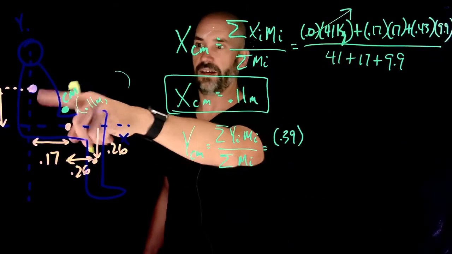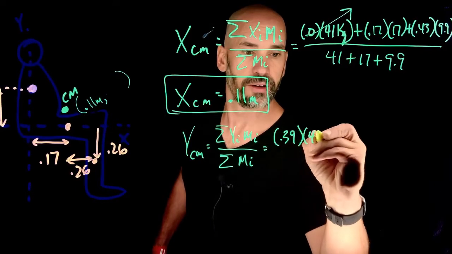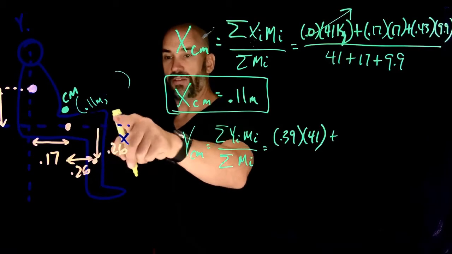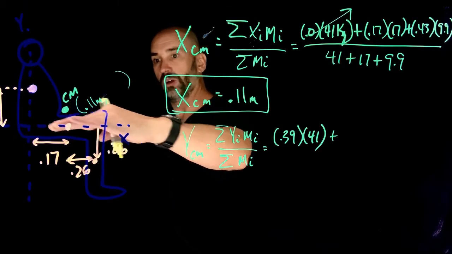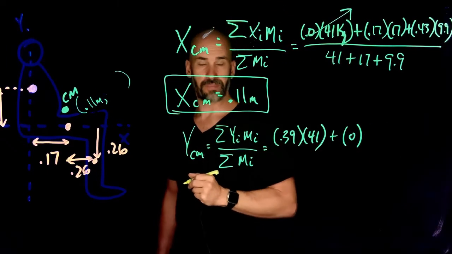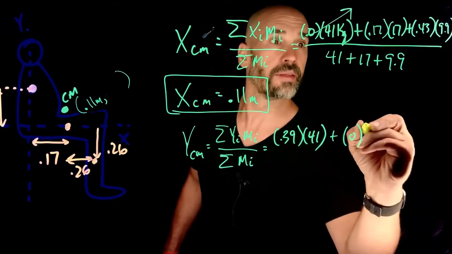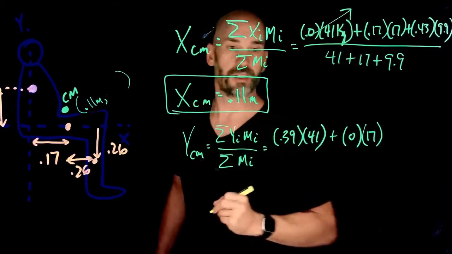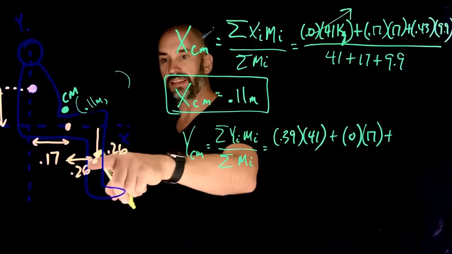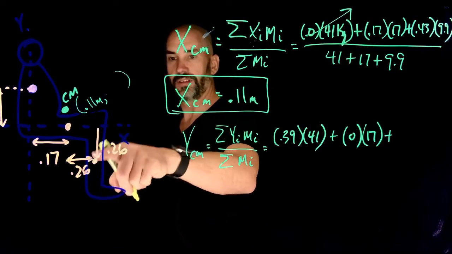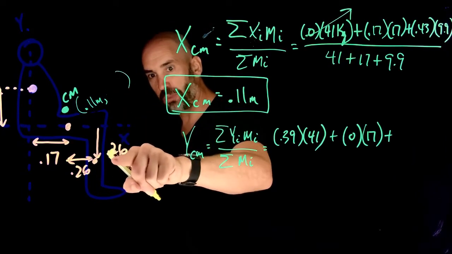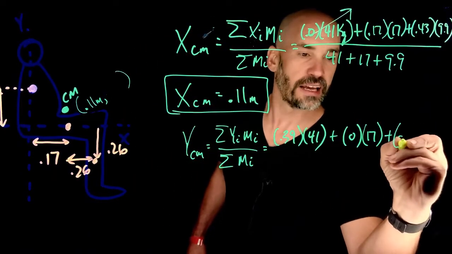So this is going to be 0.39, again times the mass of the torso, which is 41. Plus, we now have the upper leg. What is the y-coordinate of that? Well, it's right on the x-axis, so the y-coordinate is simply 0. That's a piece of cake. Times the mass of the upper leg, which is 17. Plus, what is the y-coordinate of the lower leg? Well, it's below the x-axis, so it's negative 0.26.